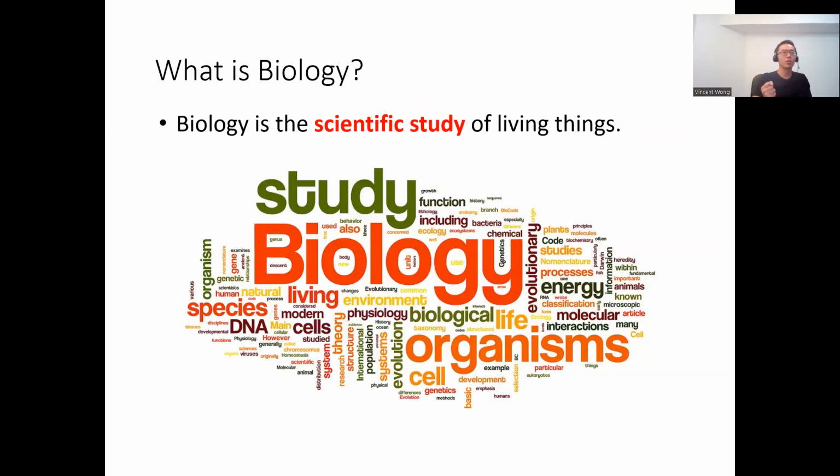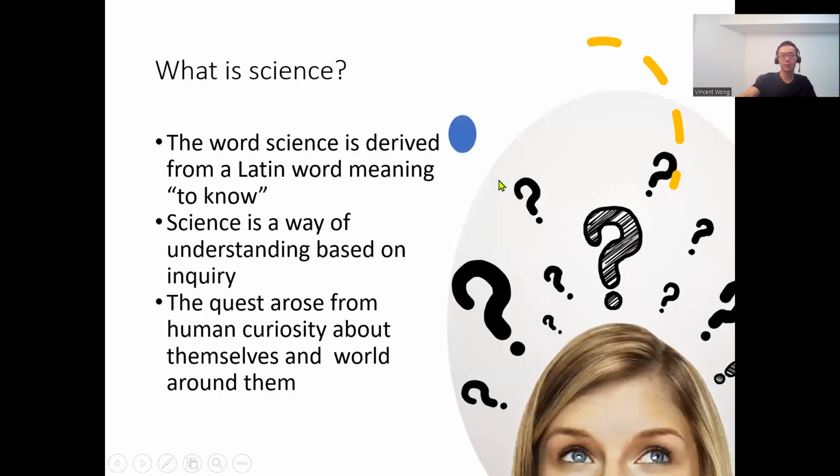Let's go back to our definition of biology: the scientific study of living things. We defined what living things are, so now let's focus on what scientific study is. What is science? The word science is derived from the Latin word meaning to know. A lot of words in science are derived from Latin or Greek, because that's where it all started. It's a way of understanding based on asking questions, based on inquiry.